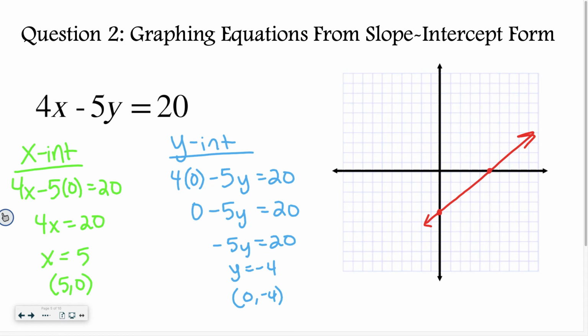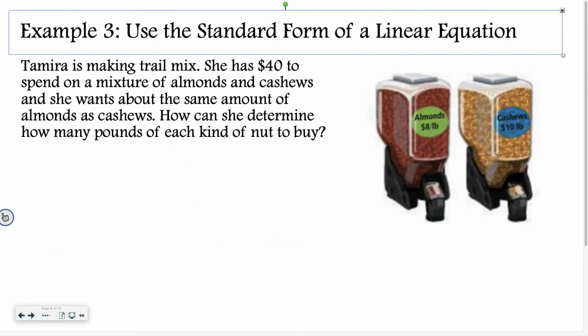Okay, for this graph, hopefully you ended up with x-intercept at 5, y-intercept at negative 4, and your graph looked something like mine. If not, please be sure to reach out for some help. I'm more than happy to assist you. Let's move on to example 3.